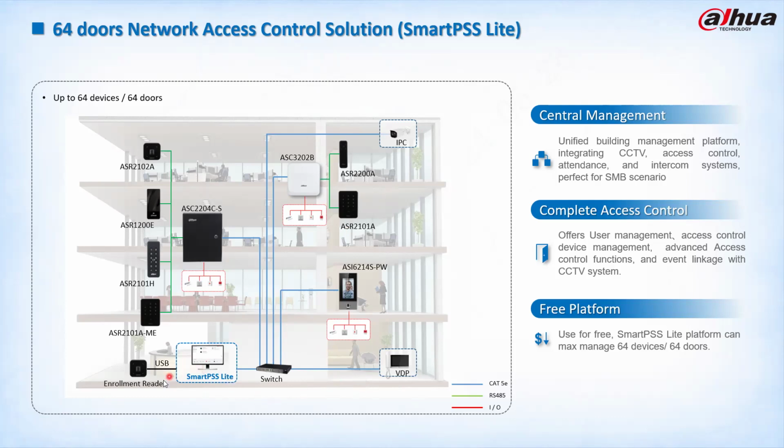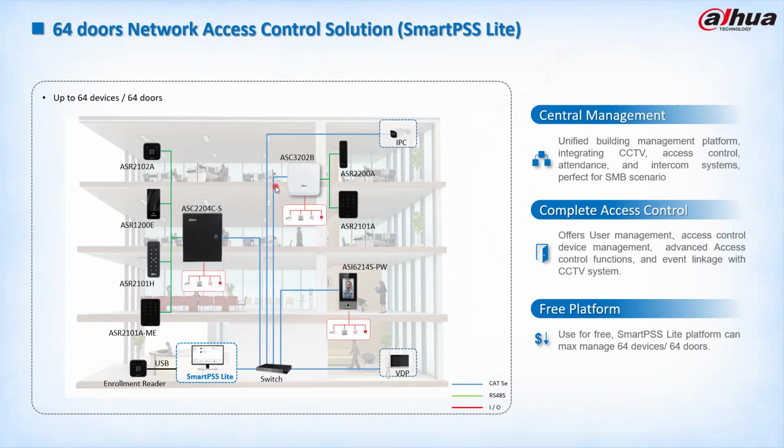You can see we have the enrollment reader connected to the client PC that has the Smart PCS platform. This is basically just to ensure that you can collect the fingerprint and the card information. Then all these devices are network devices, so they can be connected to a network switch. For example, in this case, this is an integrated face access control device, not a controller, just an integrated control device that supports a single door.